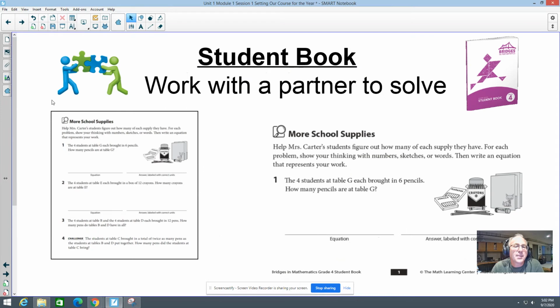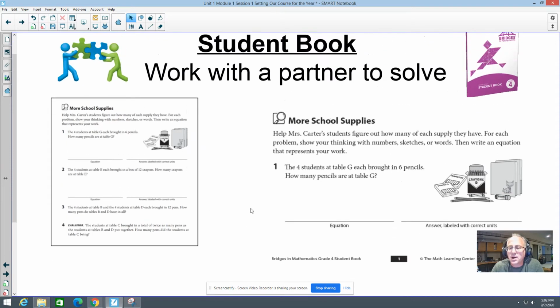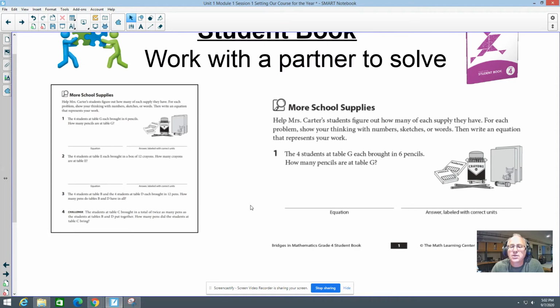So now you're going to be working with a partner, or, like in your case at home, you'll probably be independent, or maybe you can have a parent help you, not do the problem for you, but kind of help you talk it through a little bit. We're just going to be doing this.